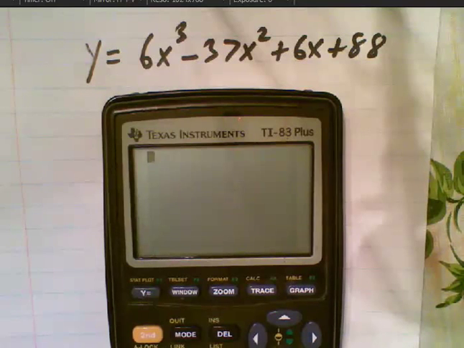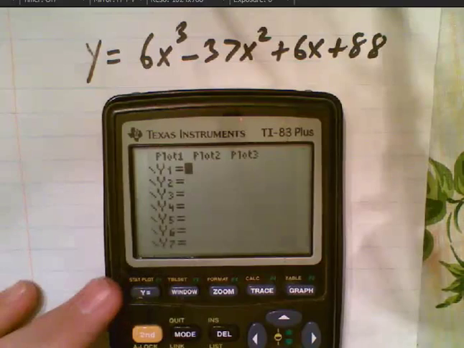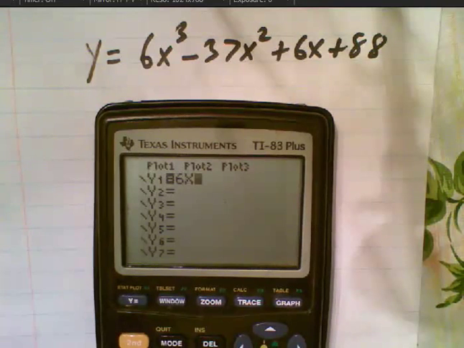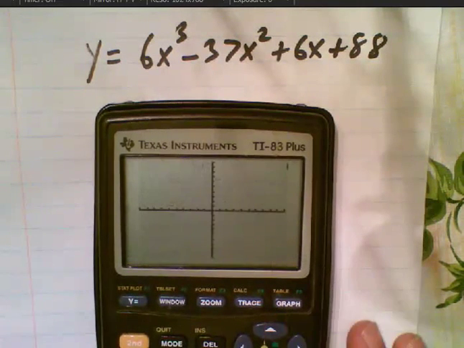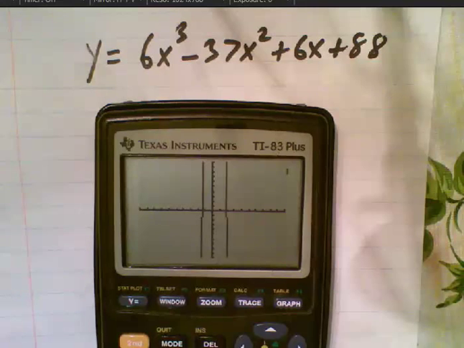so here you go. Let's just put something ridiculous in there, some silly function that probably has no meaning whatsoever. Let's see, 6x cubed minus 37x squared plus 6x plus 88. So there's our original. Let's just do a regular, standard window. So what can you do with the calculator?